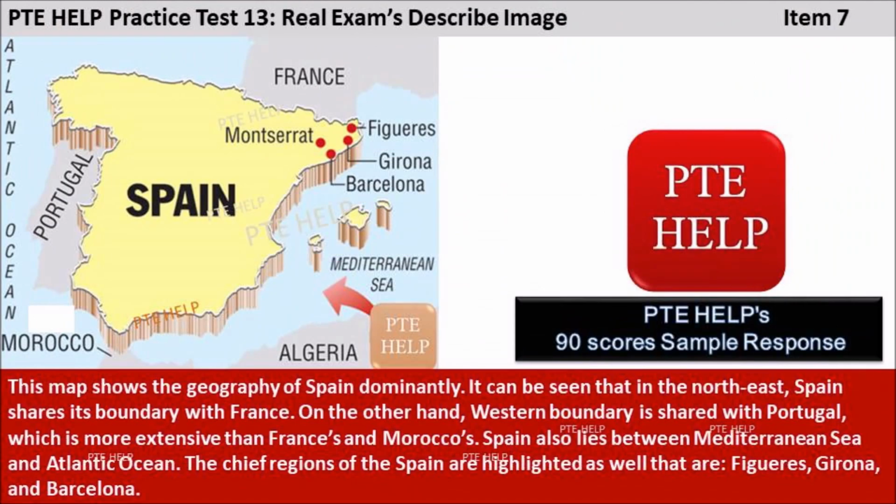This map shows the geography of Spain dominantly. It can be seen that in the northeast, Spain shares its boundary with France. On the other hand, the western boundary is shared with Portugal, which is more extensive than France's and Morocco's. Spain also lies between the Mediterranean Sea and the Atlantic Ocean. The chief regions of Spain are highlighted as well, that are Figueres, Girona, and Barcelona.